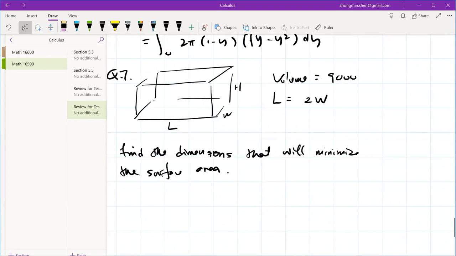All right, so this is a rectangular box. Essentially, the dimensions involve 3 parameters: length, width, height. But because I assume the length is twice the width, essentially there are only 2 parameters, the width and the height. What we're given is the volume. Volume is length times width times height, and L is 2W, so it's 2W squared H. This is going to be 9,000.